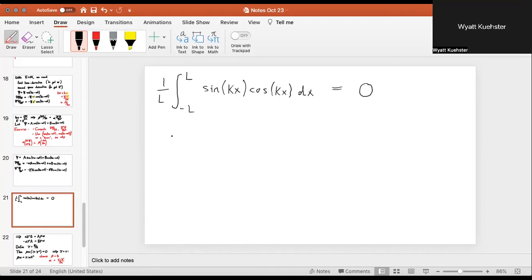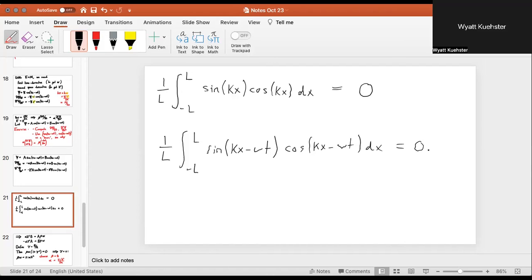And then if I add a phase shift, nothing new happens. If I take 1 over L, actually I don't know if 1 over L is the correct normalization constant, you might have to check that. But if I take sine of kx minus omega t and cosine of kx minus omega t, dx, I also get 0. So they're orthogonal in this sense.